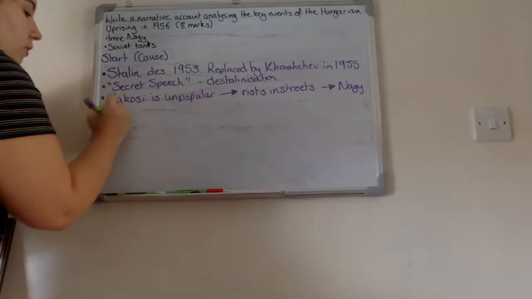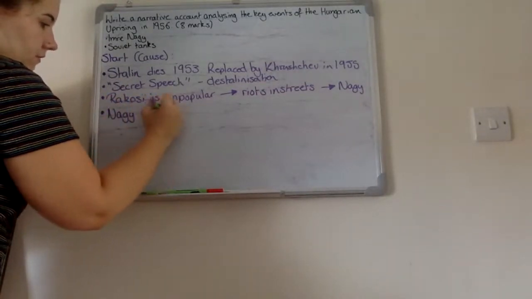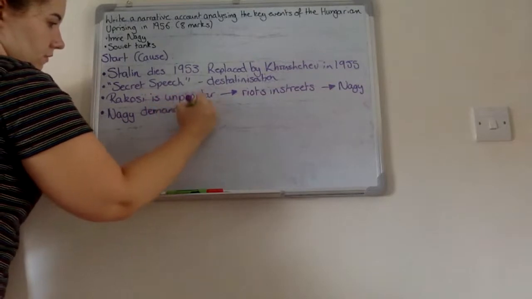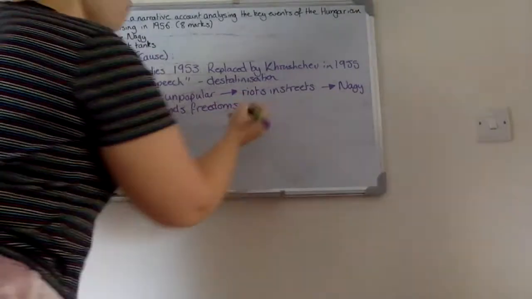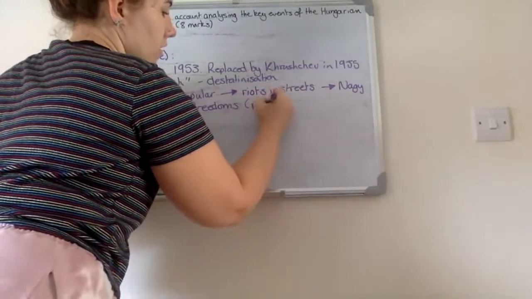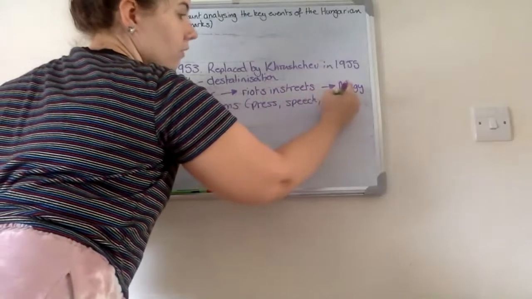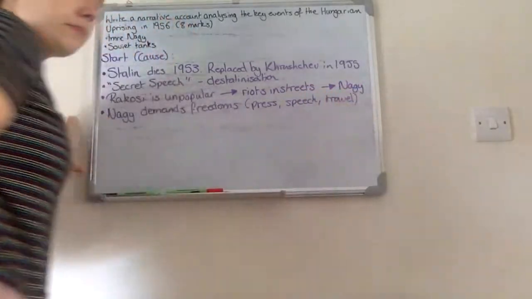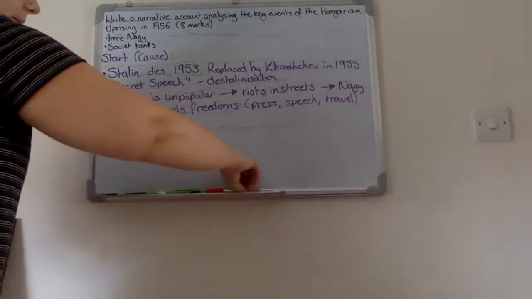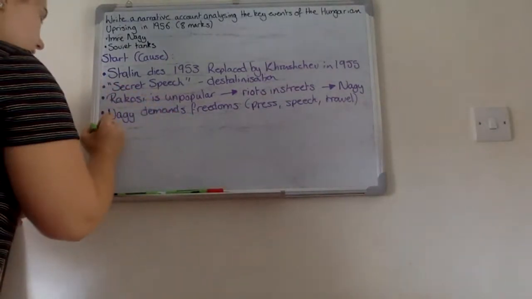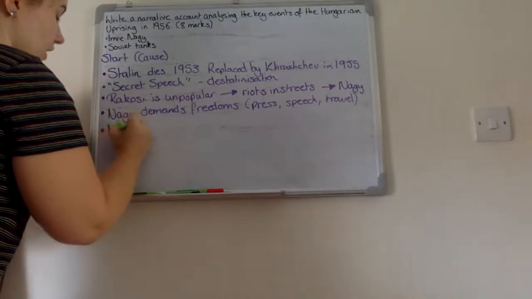Nagy asks for more freedoms. And we know those freedoms are things like press, speech, travel. Now we're going to talk about our specific detail, and I'm going to put this in a nice bright pink so it's slightly different. I'm even going to write it in capitals.